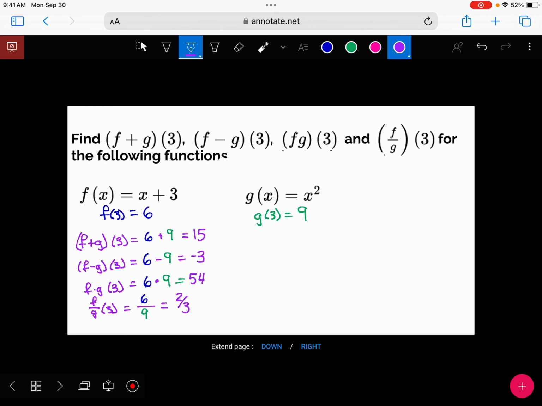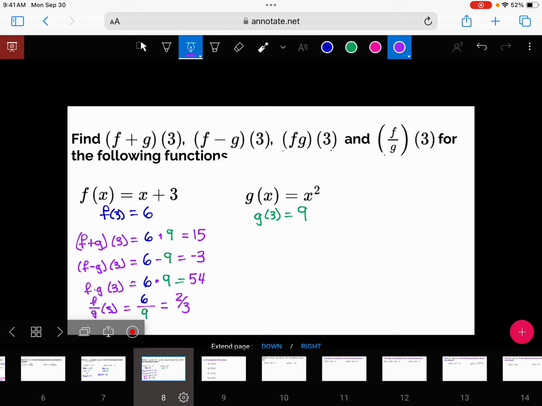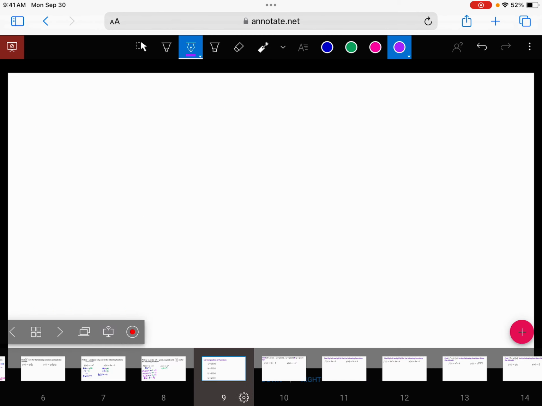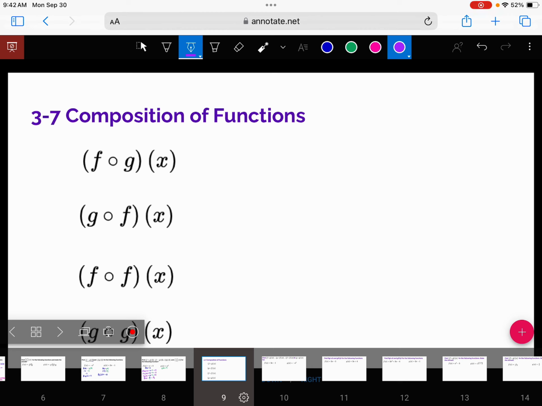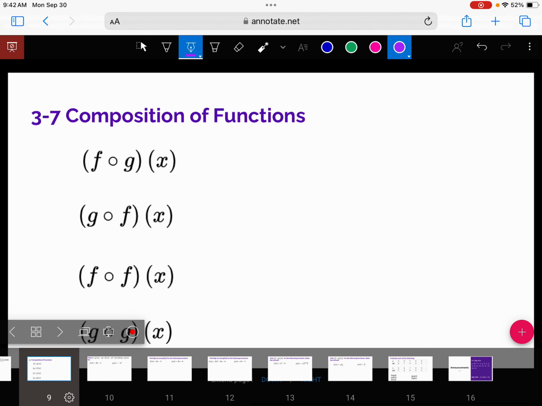We have one more bit of 3.7, which is stuff that you've seen before, but we're going to go through it again because we haven't done it with quite these functions. I'm going to show you just so we see it. Composition. You did these in algebra 2 where we have our f of g of x, g of f of x, these guys. So that's what we're going to work on next time.